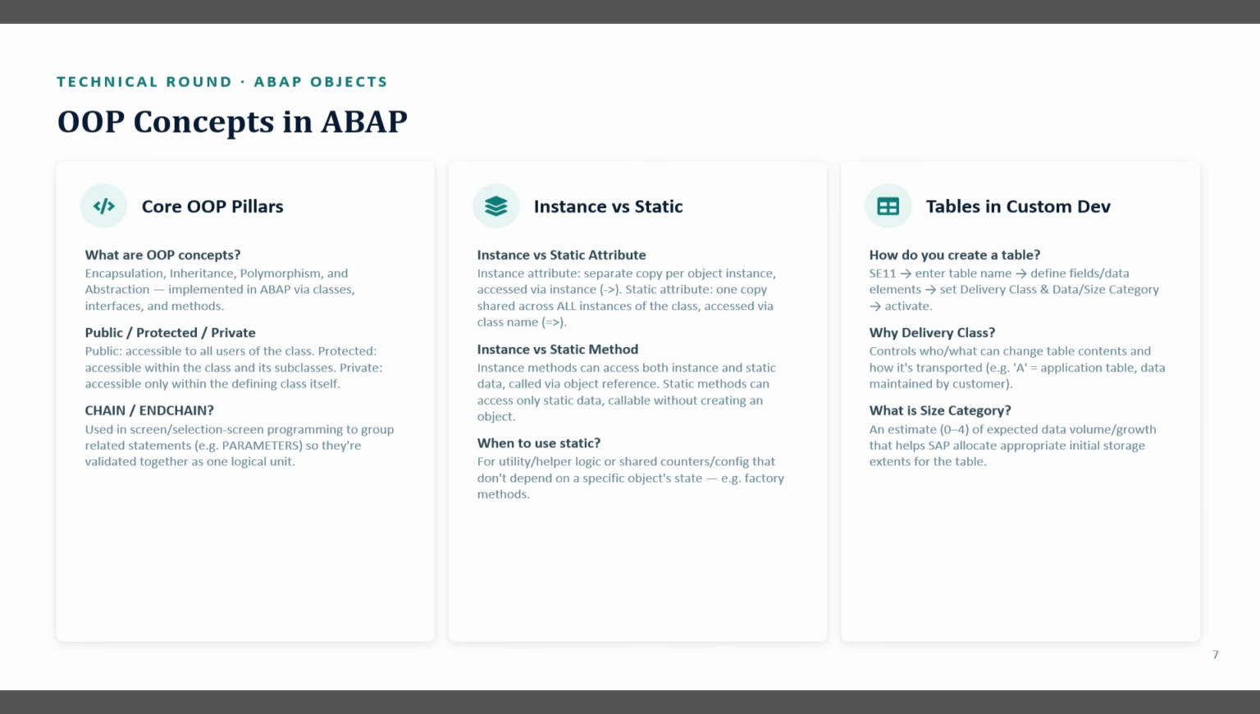They might also ask about table creation basics, like why we use a delivery class when creating a table in, say, SE11. This controls who can change the data and how it's transported. And size category is just an estimate of expected data volume that helps SAP allocate proper storage.